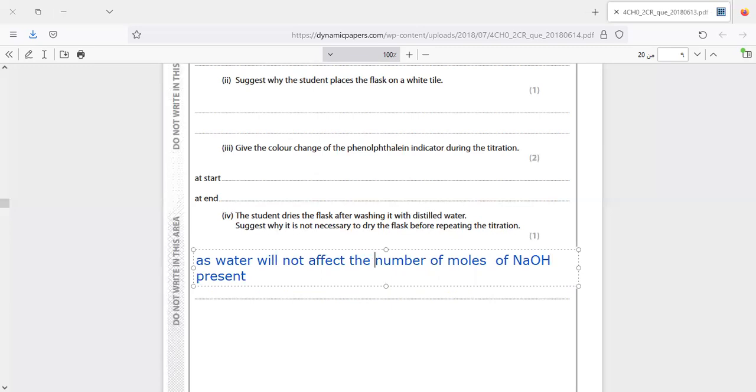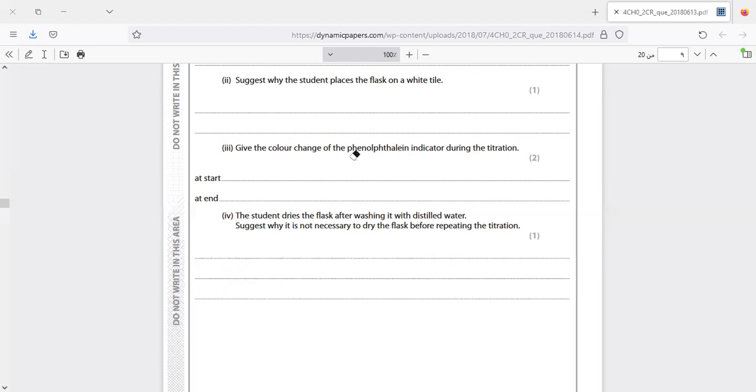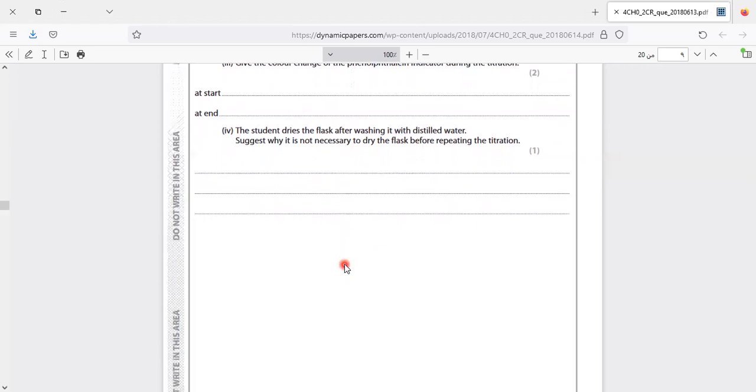So what is the answer? Can you say it again? I need the answer only. As the water will not affect the number of moles of NaOH present. Present, okay? Because this is distilled water. This is just for washing. Okay.